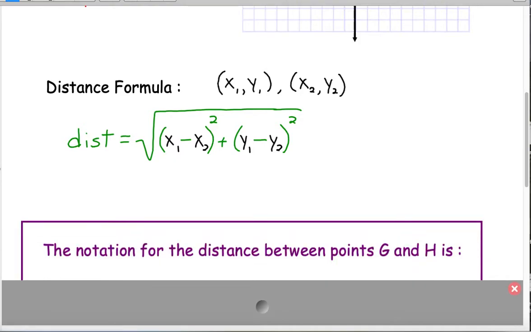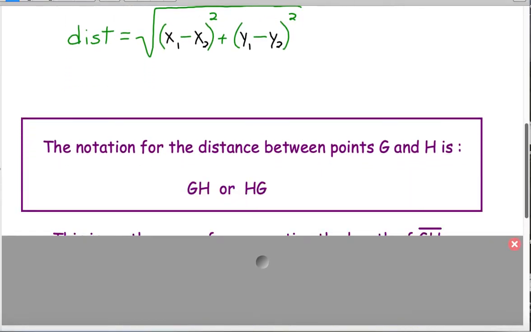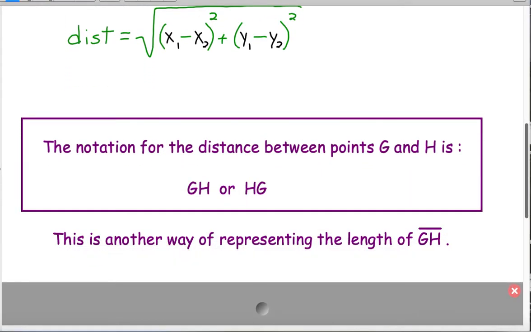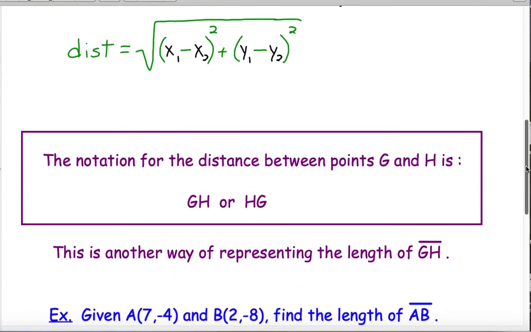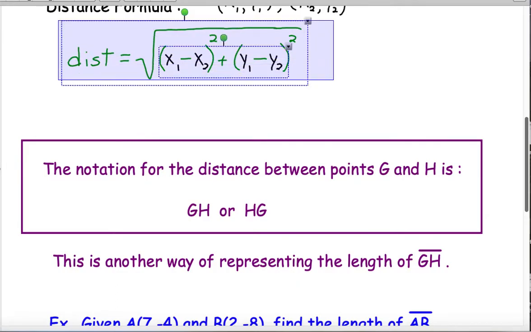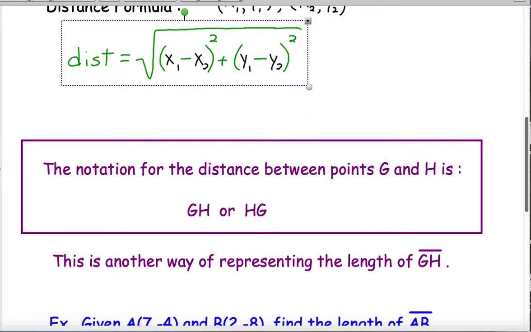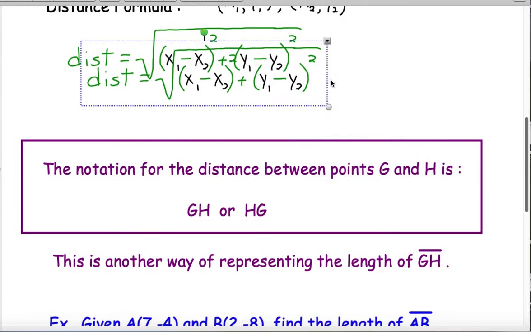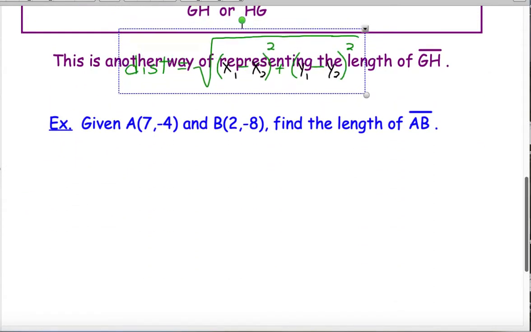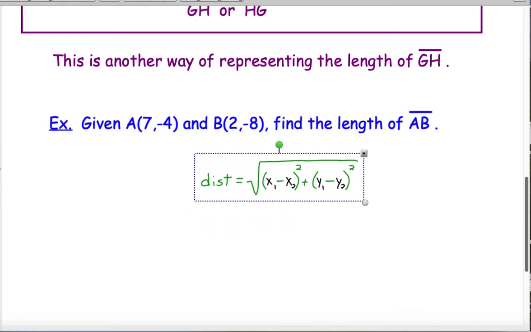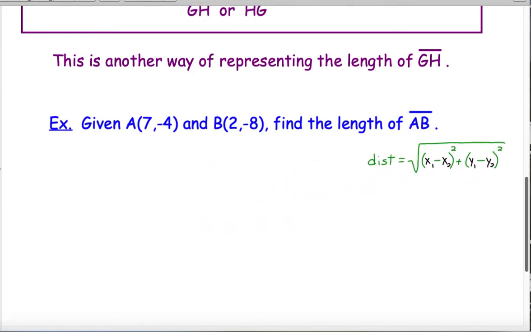So let's do an example with that. Let me make a copy of this. Let's just clone it, bring it down here. And so it's a good idea to have this written somewhere and always write it in the problem off to the side so you know what you're following.